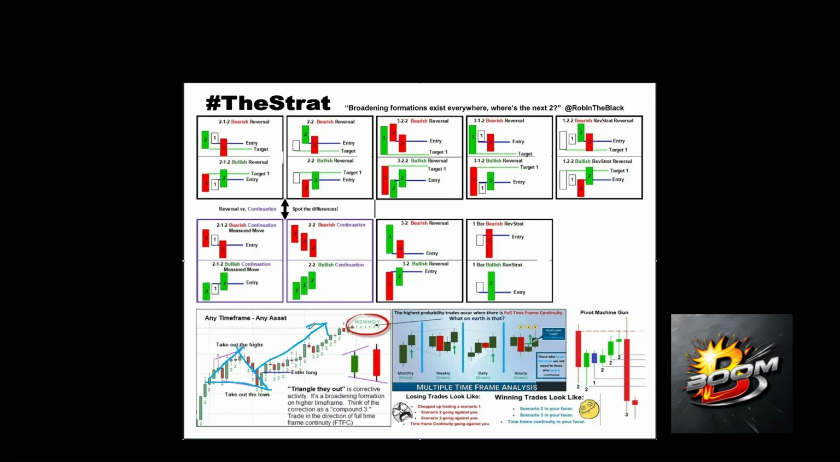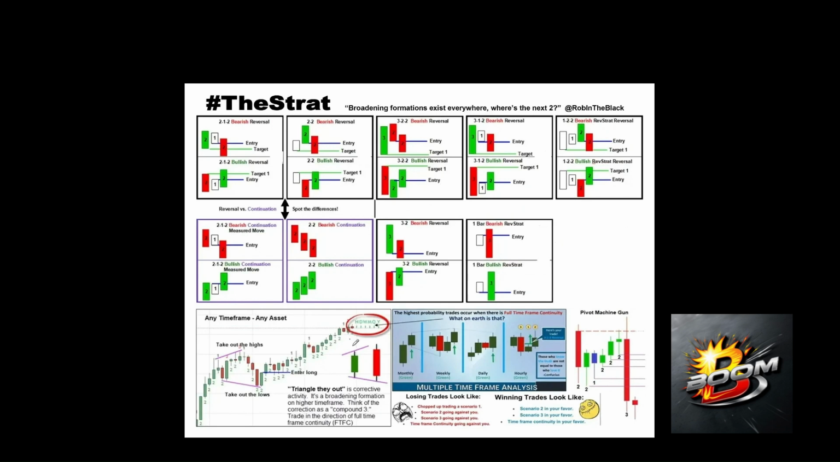You just always remember that and keep that in your head. Triangle the out, then boom. Am I about to get triangled the out, or am I about to get the boom? We don't want to be a part of the triangle. We want to be a part of the boom on any time frame, whether it's going up or it's going down.